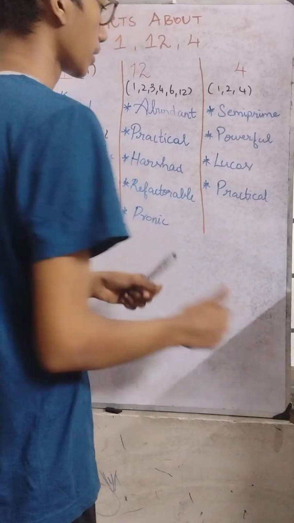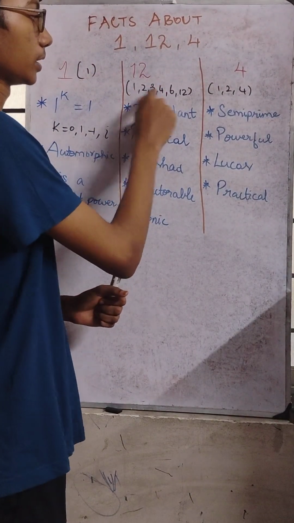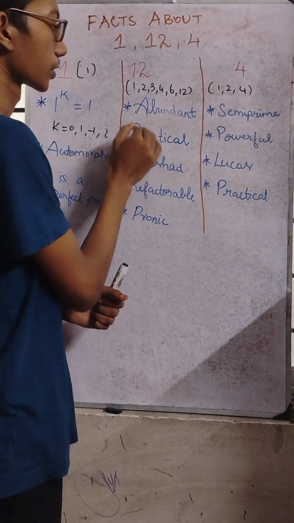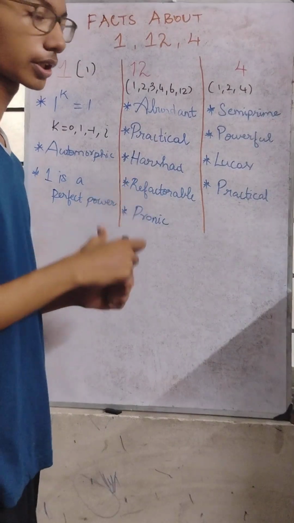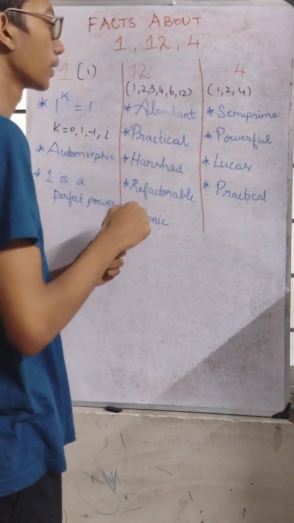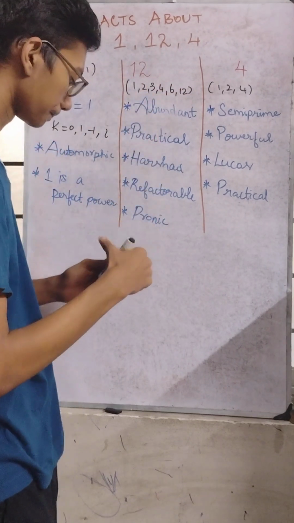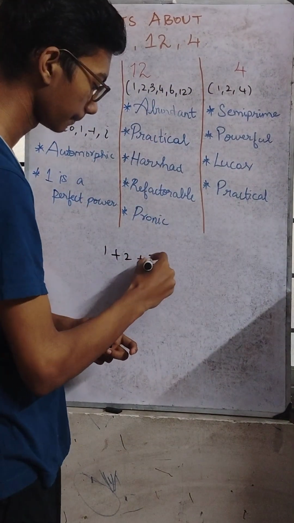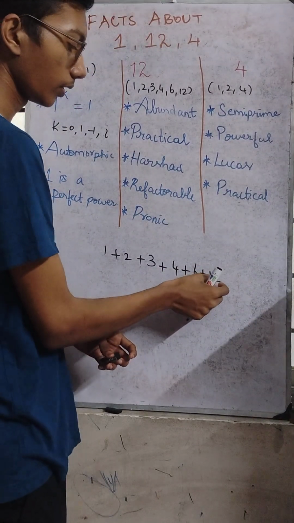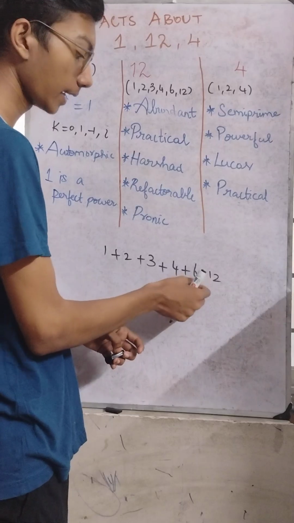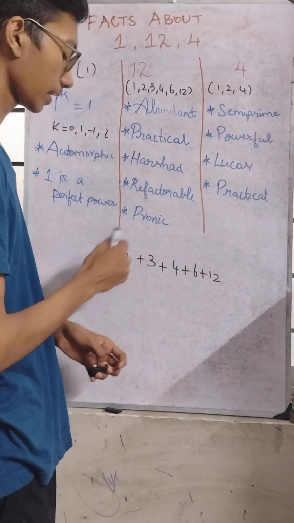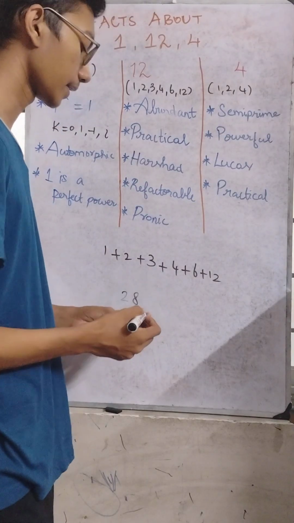The next number we get to is the number 12. These are the divisors of 12. I will tell you why this matters. So first, the abundant number. This is an interesting type of number because if we add all the divisors of 12, that is 1 plus 2 plus 3 plus 4 plus 6 plus 12, what will we get? We will get 12 plus 6 is 18, 18 plus 4 is 22, 22 plus 3 is 25, 27 and 28. So 28 is what we have.